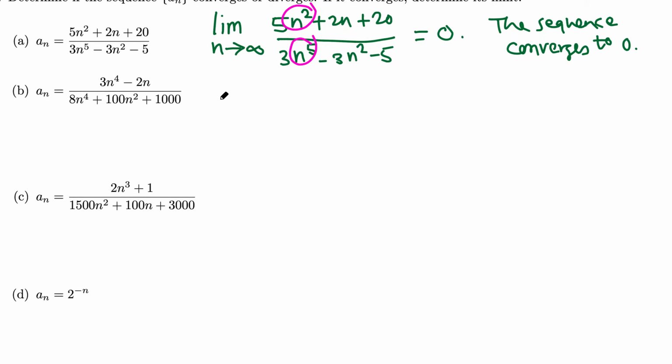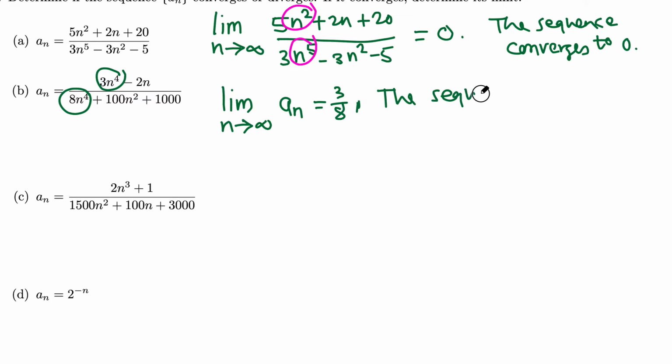In part B, let's do the same thing. The limit as n goes to infinity of a_n. Here we have 3n^4 on top and n^4 terms on the bottom. They are the same power, n^4 and n^4, so the limit is just the ratio of leading coefficients, 3 over 8, which is a finite number. That means the sequence converges, and the limit is 3/8.